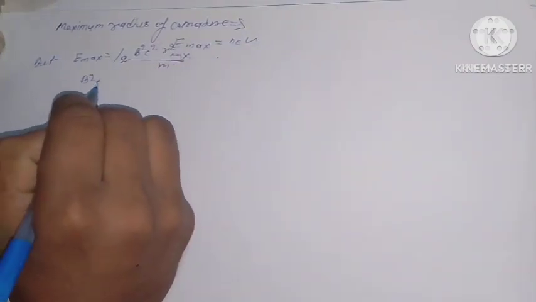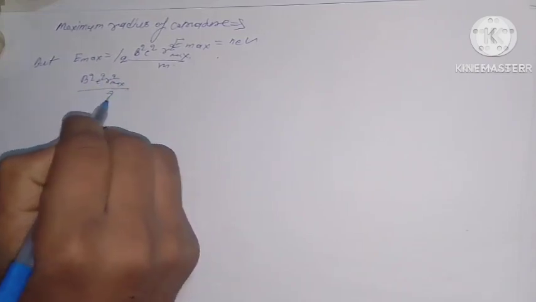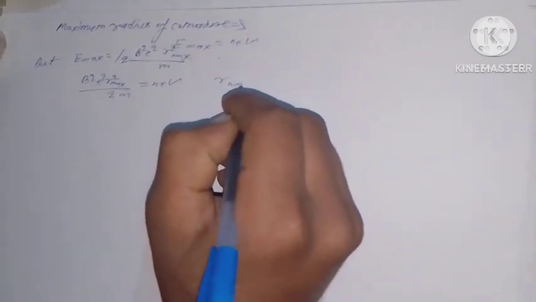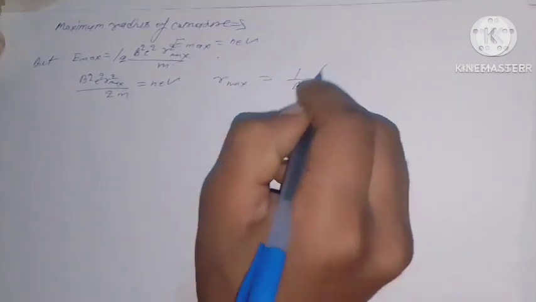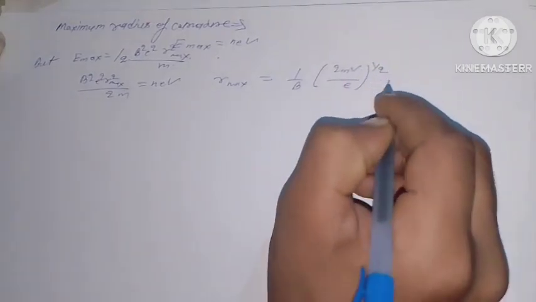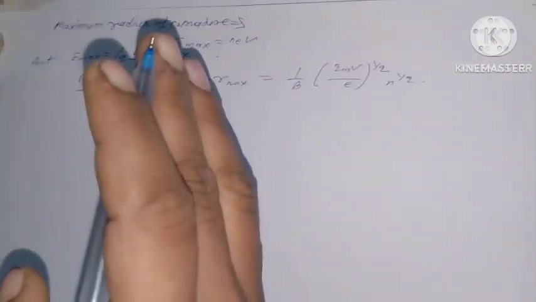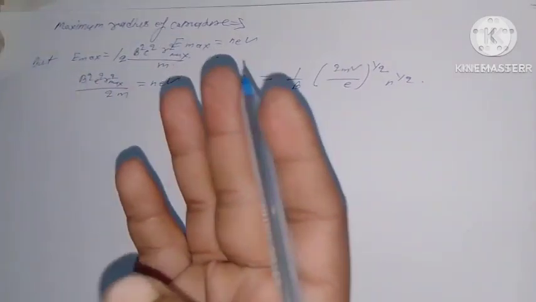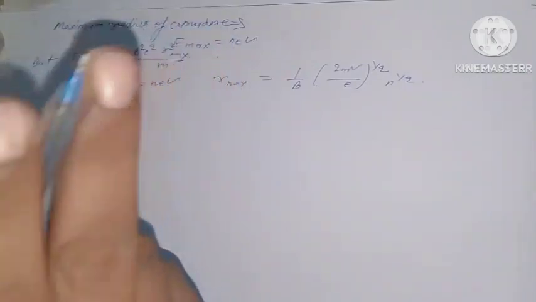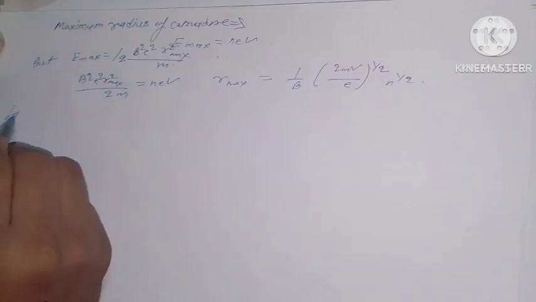Then B square e square R max square by 2m equal to neV. Okay? Then R max equal to 1 by B, 2mneV by e, whole to the power 1 by 2. If the values of B and V are kept constant, R max is directly proportional to the square root of the number of times the particle crosses the gap between the dees. Okay?